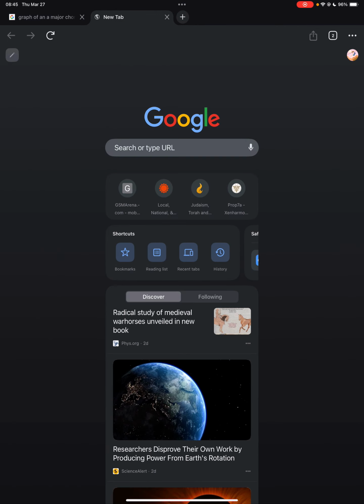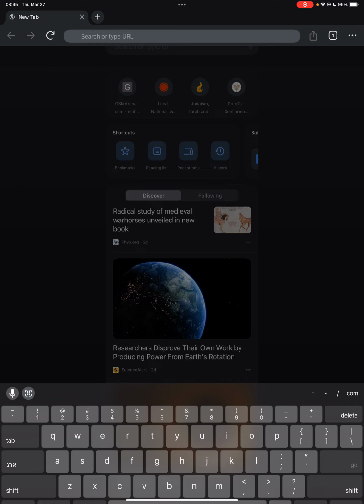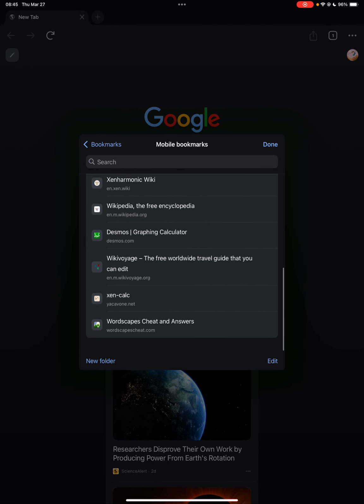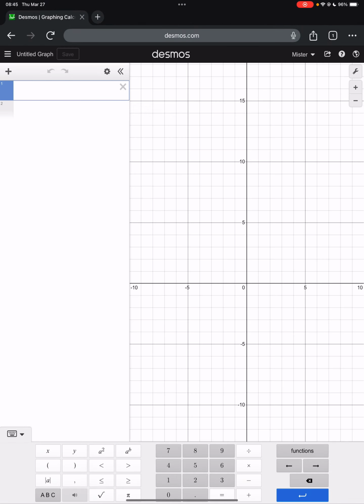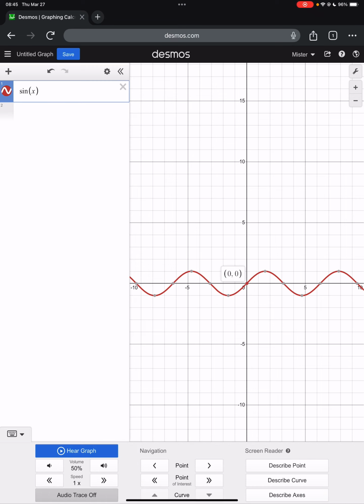So if I pull up Desmos real quick, let me pull up Desmos so I could just show you something. So I pull up Desmos and graph the sine of x. It gives me this. Desmos lets you hear graphs. I know it's really cool, so here goes.